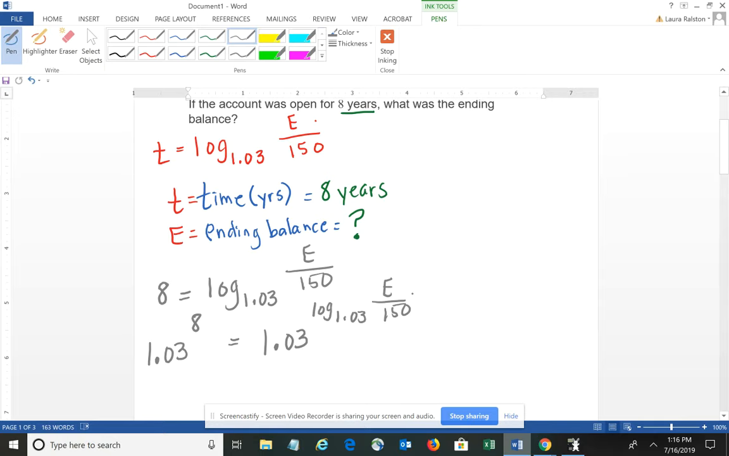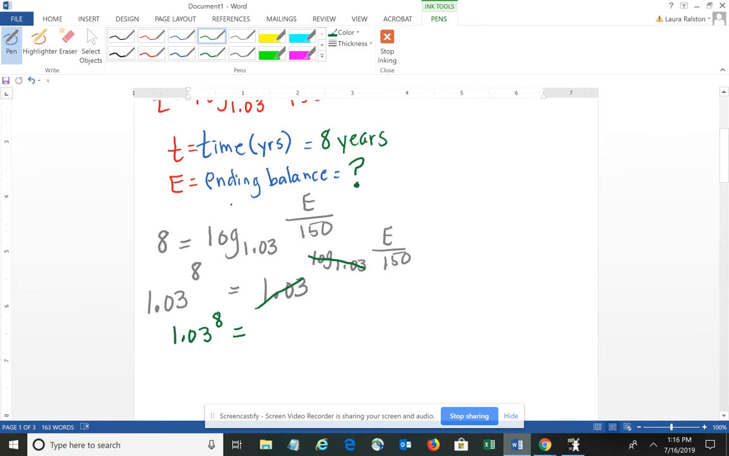Basically, I've raised each side. I used a base of 1.03 as my base of the exponential function, and then the expressions themselves become the exponents. So I have 1.03 to the 8th equals an exponential with a base of 1.03 and a logarithm with a base of 1.03. They are inverses, and they will cancel one another off just like addition and subtraction. So I'm left with E divided by 150.